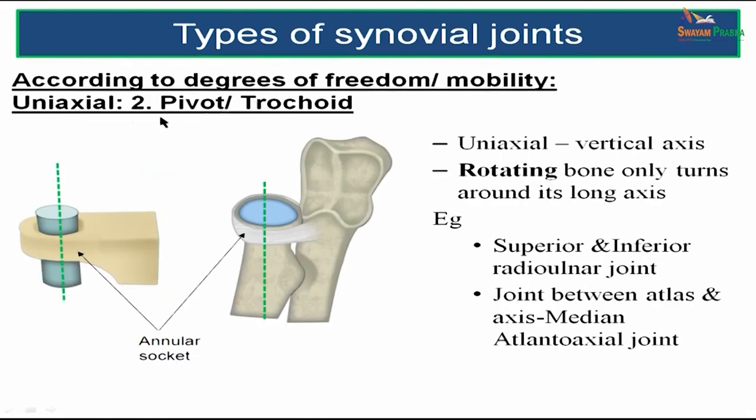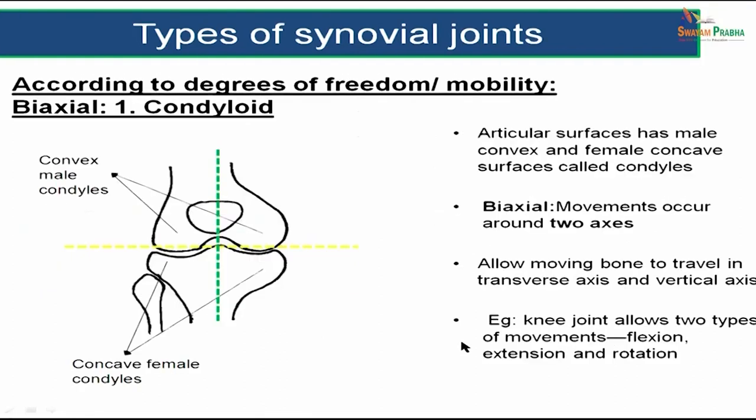The second type of uniaxial joint is a pivot joint or a trochoid joint. Here again, the movement is in one axis only, but it is a vertical axis. So, the bone rotates along the long axis. Example, the superior and inferior radio-ulnar joint, and the joint between atlas and axis, which is the median atlanto-axial joint.